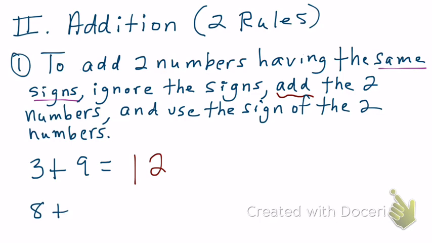Let's do another one. Of course, 8 plus 7, we're going to get 15. Again, the rule works with positives, but that's not all that interesting. It's when we're working with negatives that we need to understand the rule.